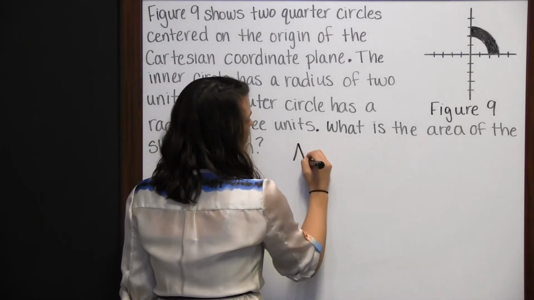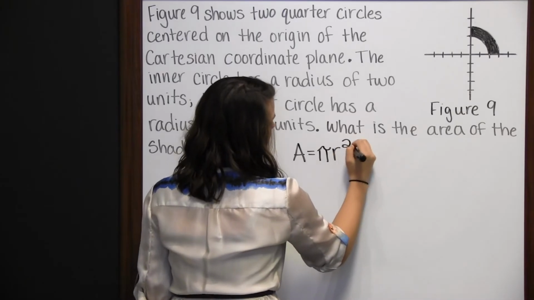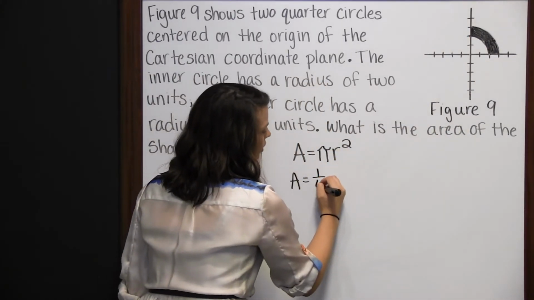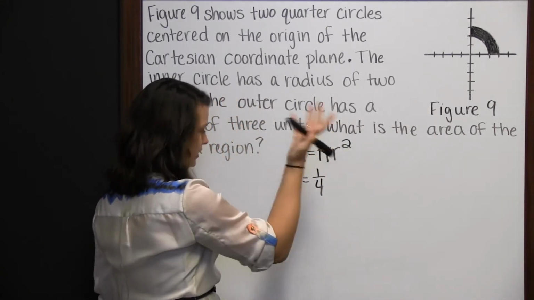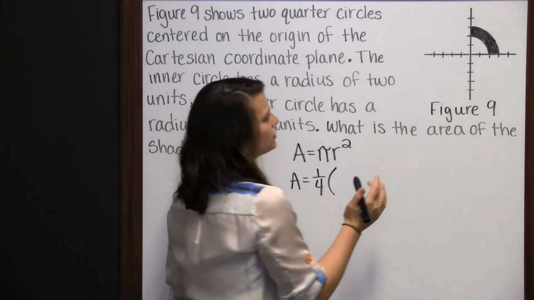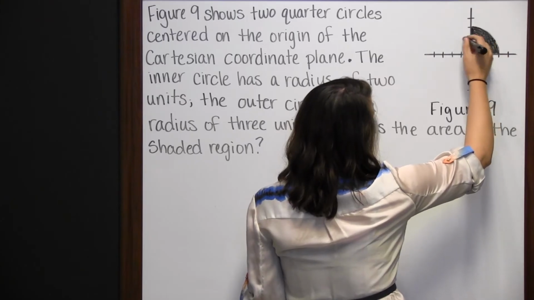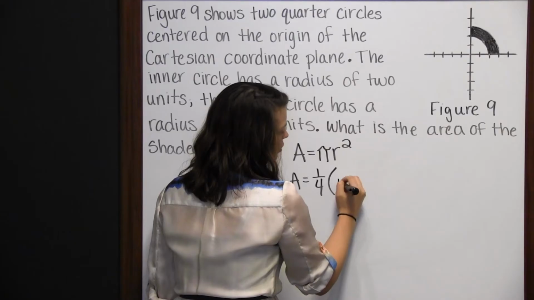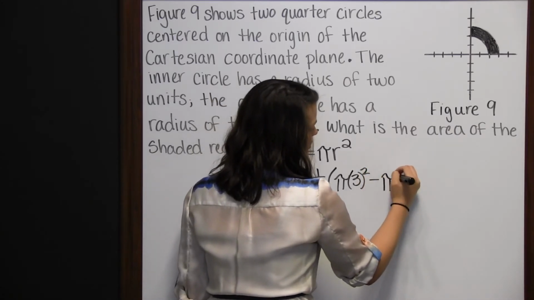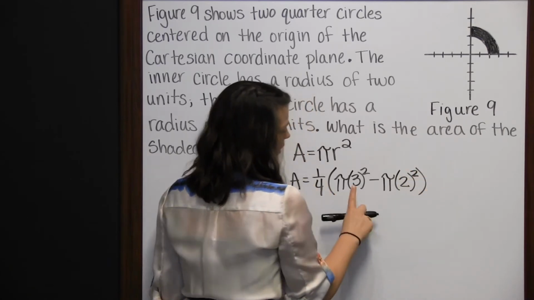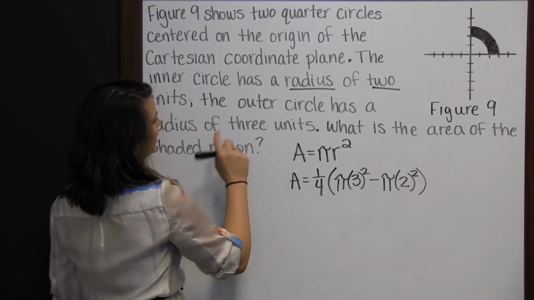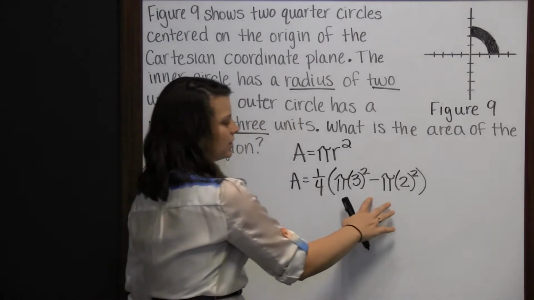So first let's start with what the formula for the area of a circle is. It's pi times radius squared. As we discussed though, this is only a quarter of the circle. So our area is a quarter of the area of these circles. And then we need to find the area of just the part between those two circles. So that would be the area of the large circle minus the area of the small circle. And the area of the large circle would be pi times the radius, which is 3 squared, minus the area of the small circle, which would be pi times 2 squared. And the 3 and the 2 came from the radius. The radius of the small circle is 2, and the radius of the outer circle is 3.